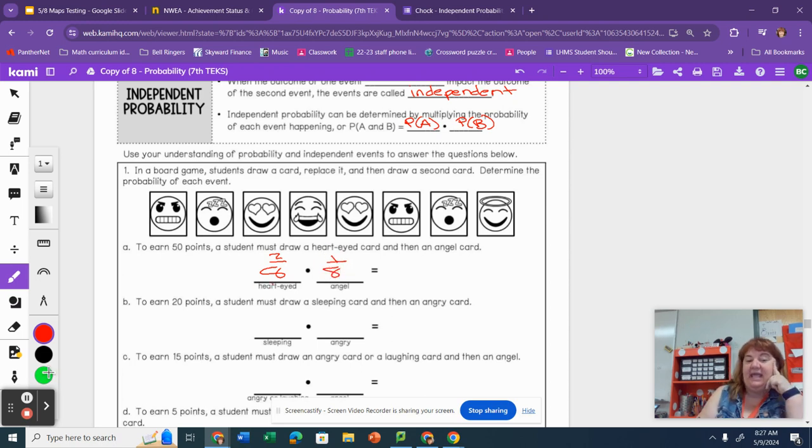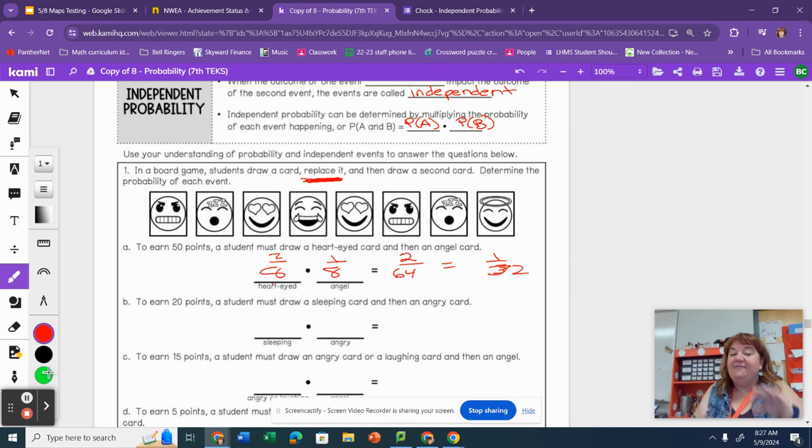Now notice there's an 8 and an 8 because it says that in a board game, you draw a card and you replace it. That's what makes it independent. You put the card back. So you end up getting 2 out of 64, which equals 1 out of 32.